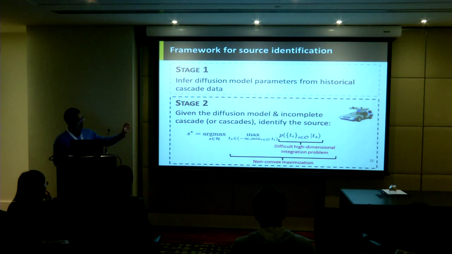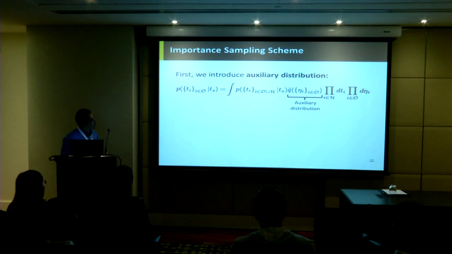In terms of solving this problem by tackling these technical challenges, one way to tackle this high dimensional integration problem is via sampling again. So in this particular case, you can design some importance sampling scheme to evaluate this partial likelihood approximately. The difficulty of sampling in this particular case is because some nodes are observed, and we have to sample those cascades which are consistent with this observed node.